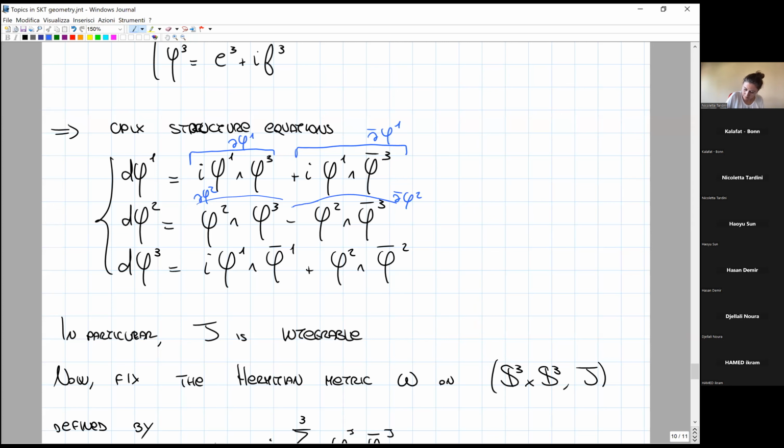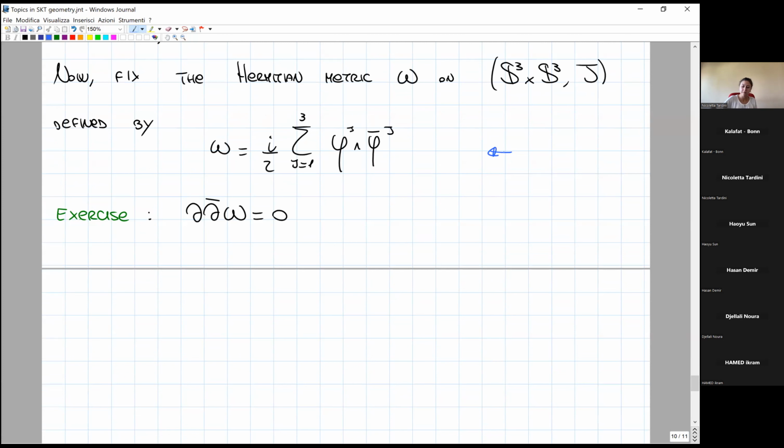with the minus also. And here, this part has degree 1-1, so this is the del bar of phi 3. Okay, so you can use this to compute and show that del bar of omega is 0, which means that S3 times S3 with omega is a compact SKT manifold of complex dimension 3.